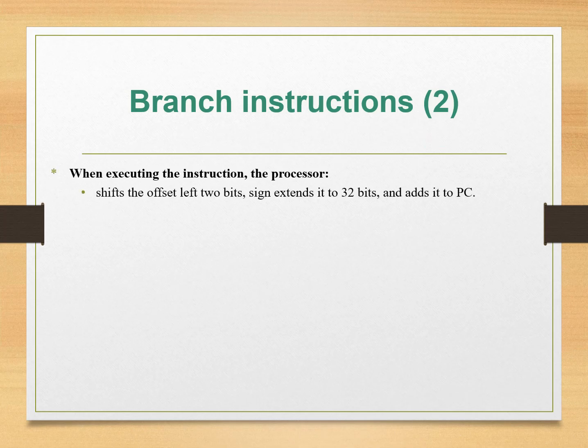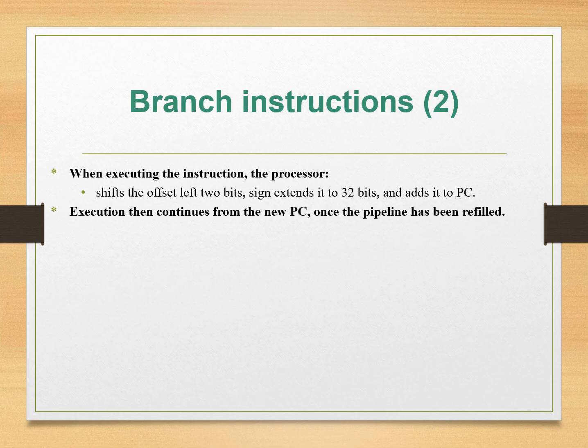When executing the instruction, the processor shifts the offset left 2 bits, since the bits are always zero, and sign extends it to 32 bits, the offset inside the previous instruction format, and then you add it to the program counter. That is the label that you are going to, the program counter for the next instruction to be executed. Execution then continues from the new program counter once the pipeline has been refilled.